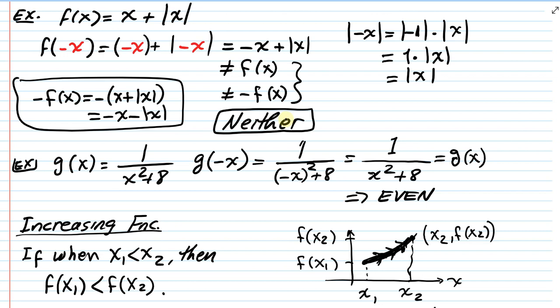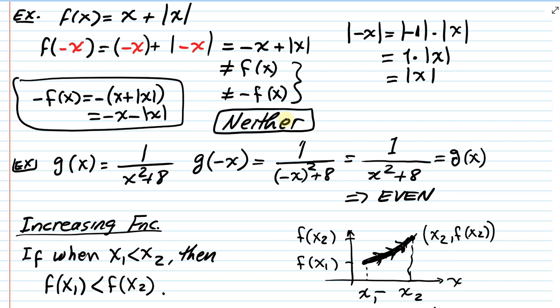Now, algebraically, we can make the statement that whenever x1 is less than x2, then f at x1 will be less than f at x2. That means, remember, x1 and x2 are numbers on the number line. So as you go from left to right, x1 is below x2.